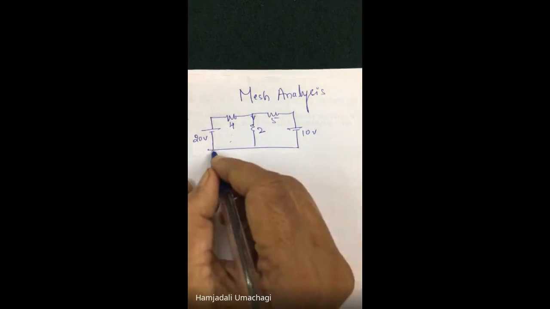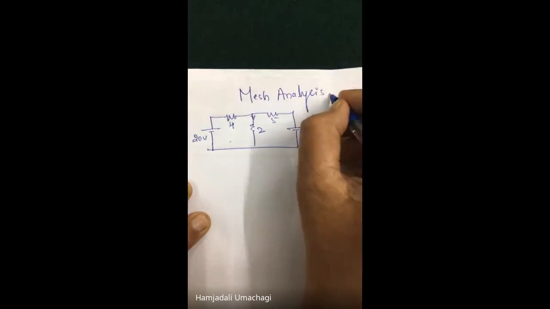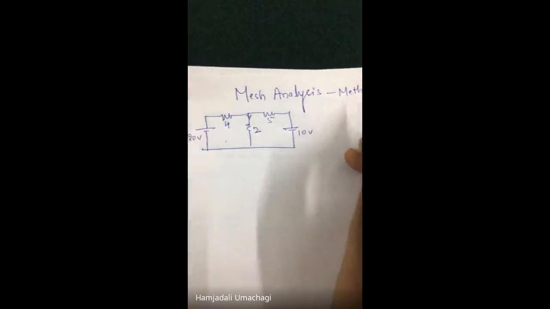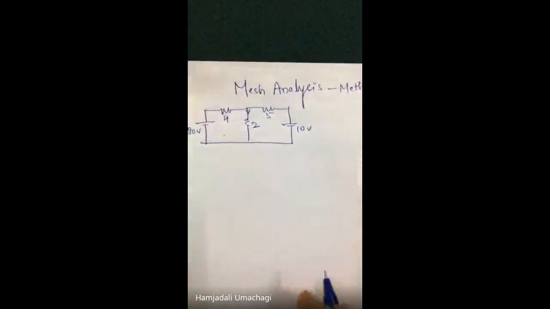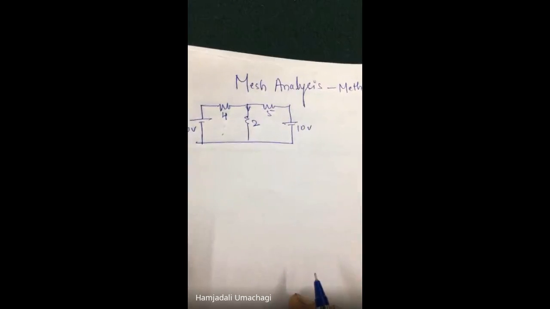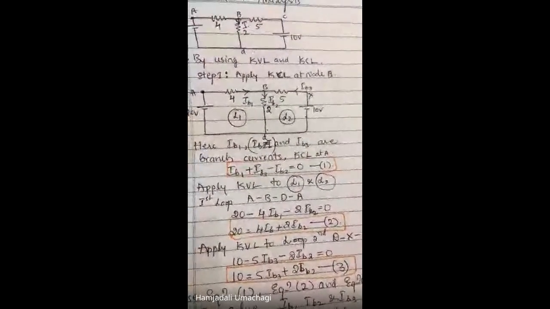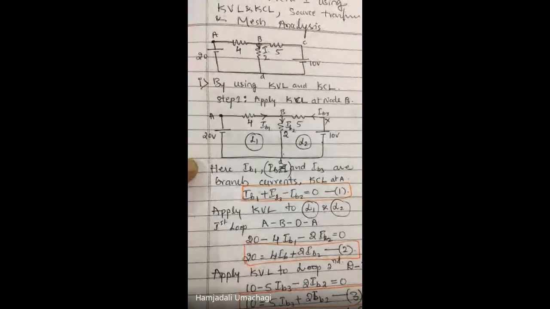Before learning about this method, this is one of the methods used to analyze an electrical network. First, I'll demonstrate how to apply KVL to find the current through the 2 ohm resistor, and how complicated it is to apply KVL and KCL to analyze an electrical network.